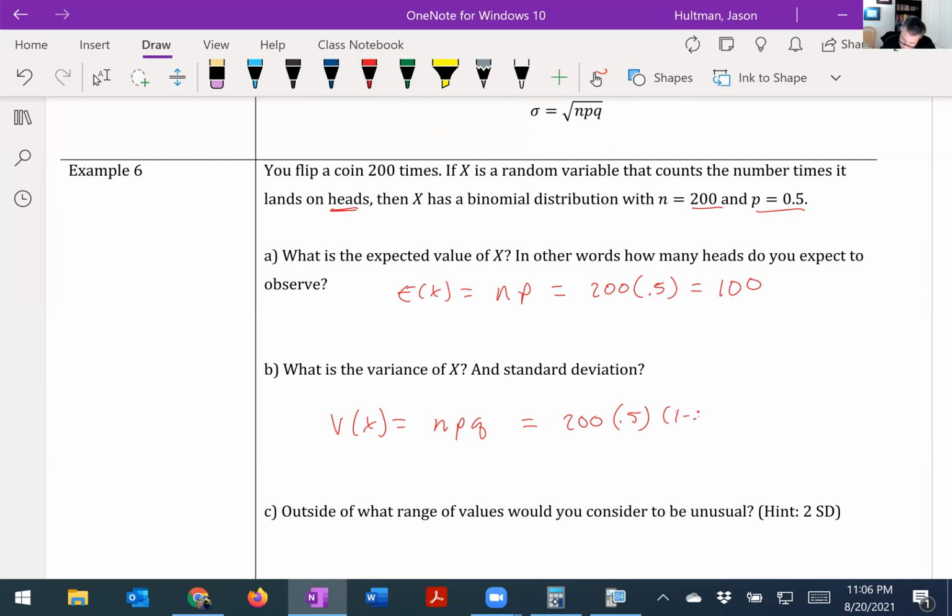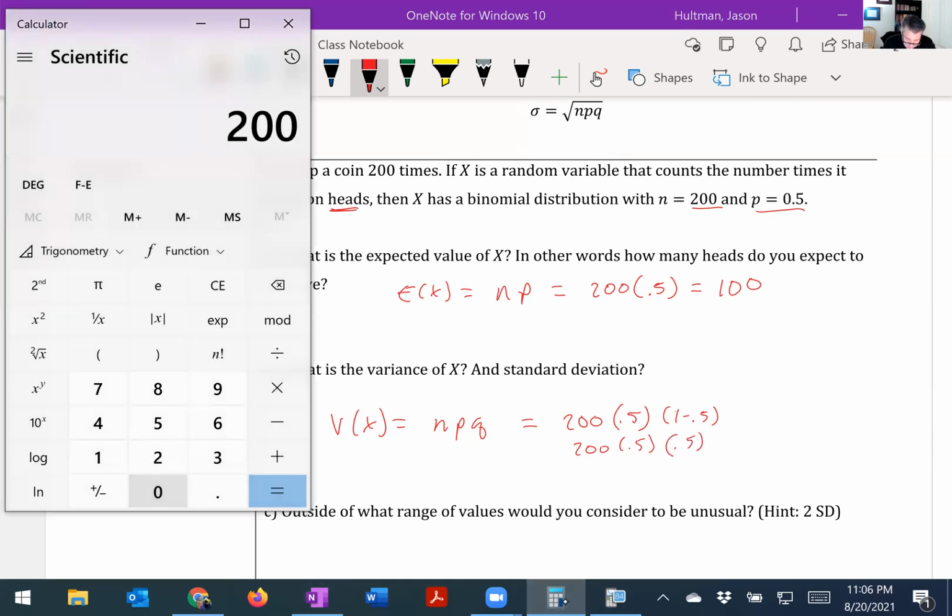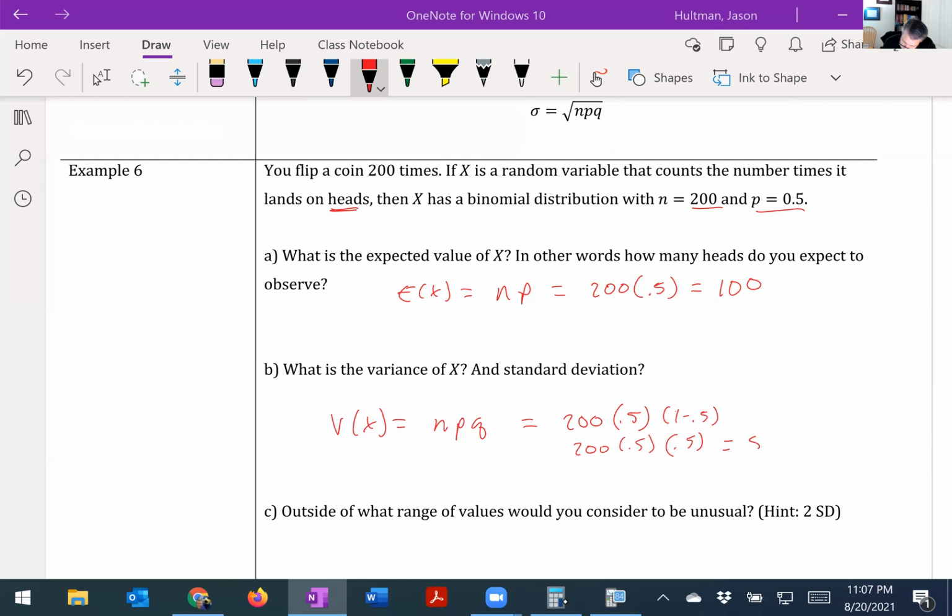Okay, and what's 1 minus 0.5? Well, 1 minus 0.5 is 0.5. So this is just 200 times 0.5 times 0.5. Okay, plug that in. 200 times 0.5 times 0.5. Okay, and that's 50. So this is equal to 50. That's the variance.